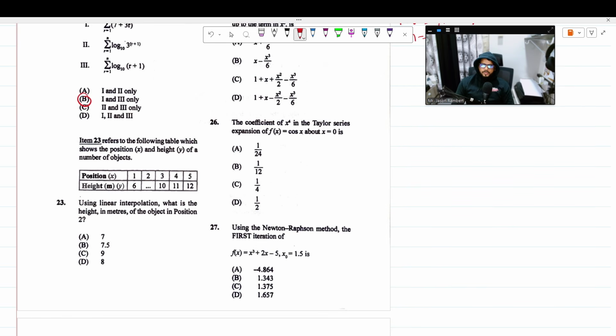Item 23 refers to the following table, which shows the position x and height y of a number of objects. Using linear interpolation, what is the height in meters of the object in position 2? So the height of the object in position 2 is going to be in the middle of position 1 and position 3. 10 and 6 is 16. 16 divided by 2 is 8.